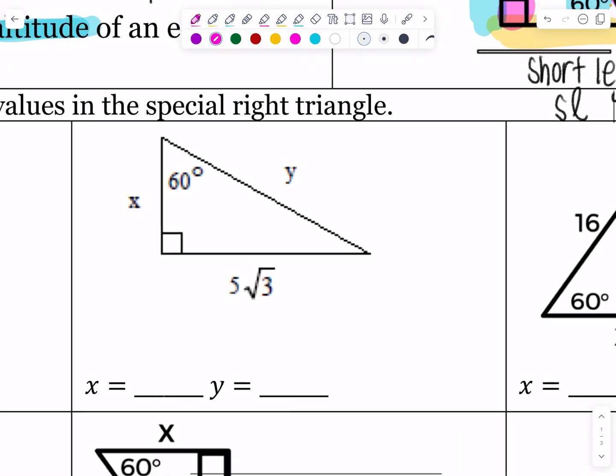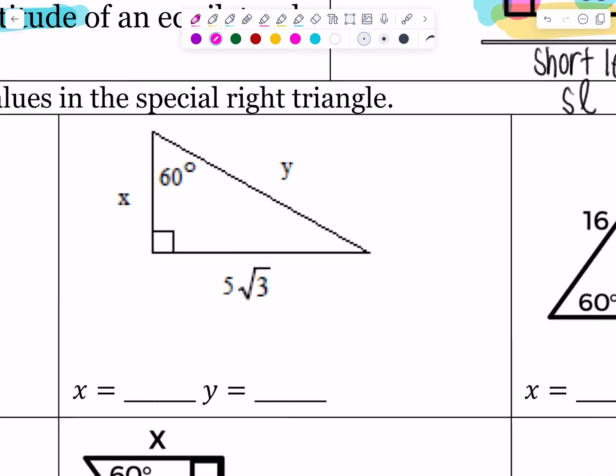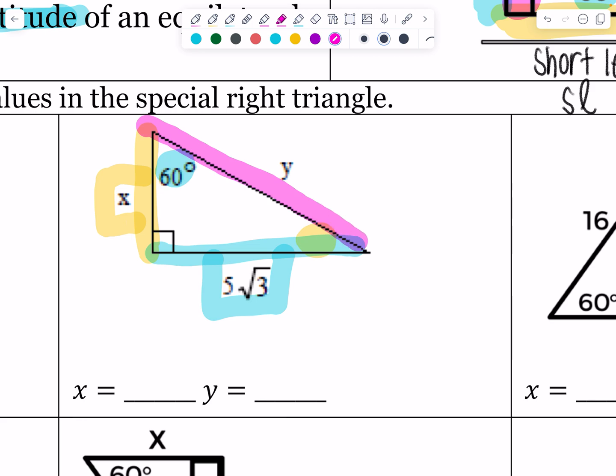So let's go here. The problem on this picture is that we don't have a 30-degree angle, but I do have a 60-degree angle. And so if this is my 60-degree angle, that forces this to be 30 by the triangle angle sum theorem. So my short leg is x on this picture. My long leg is going to be 5 root 3. That's given in the picture, in my diagram. And then my hypotenuse is marked with a y.